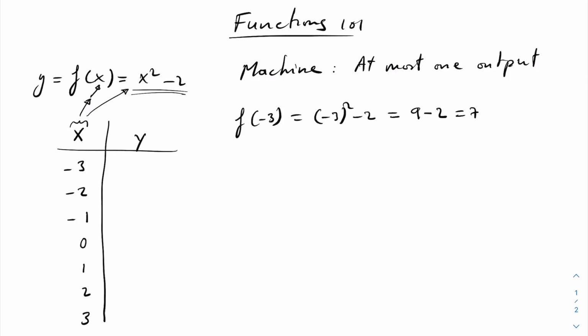We're going to do the same thing for -2. -2 squared is going to be 4, minus 2 will give us 2. -1 will give us -1 squared is 1, minus 2 will give us -1. And if you plug in 0, we get -2. And plugging in 1 will give us the same thing as plugging in -1, so we're going to get here -1 as well. The output for 2 is going to be 2 squared minus 2, which is 2. And finally, the output for 3 is going to be 3 squared minus 2, which is 9 minus 2, giving us 7.